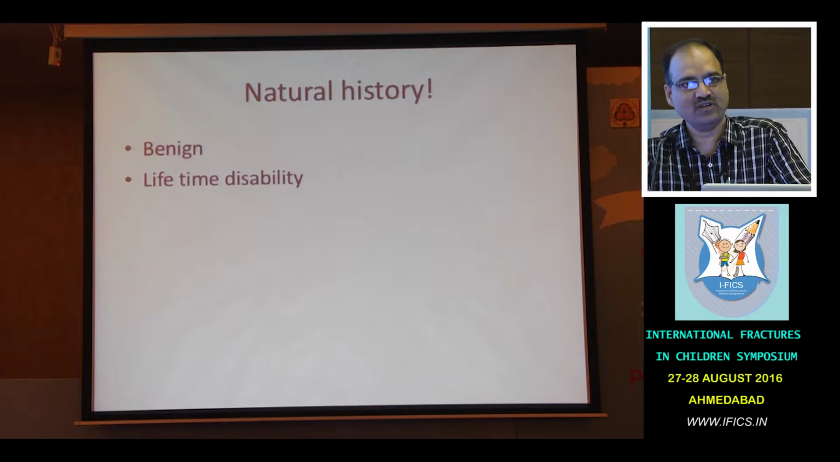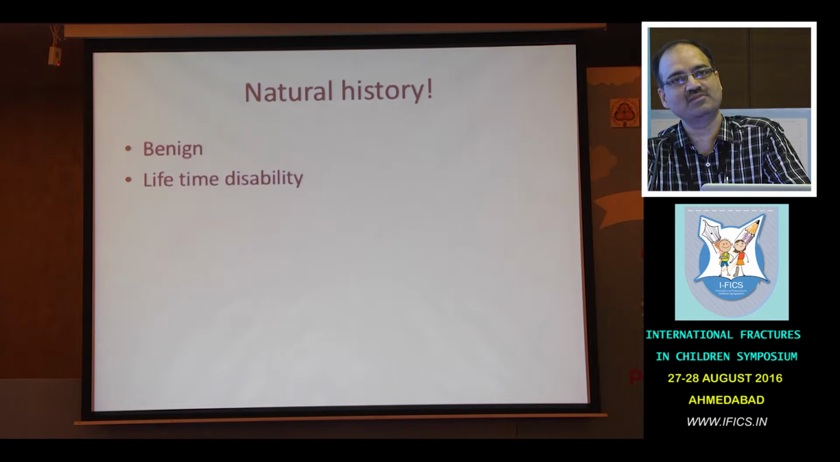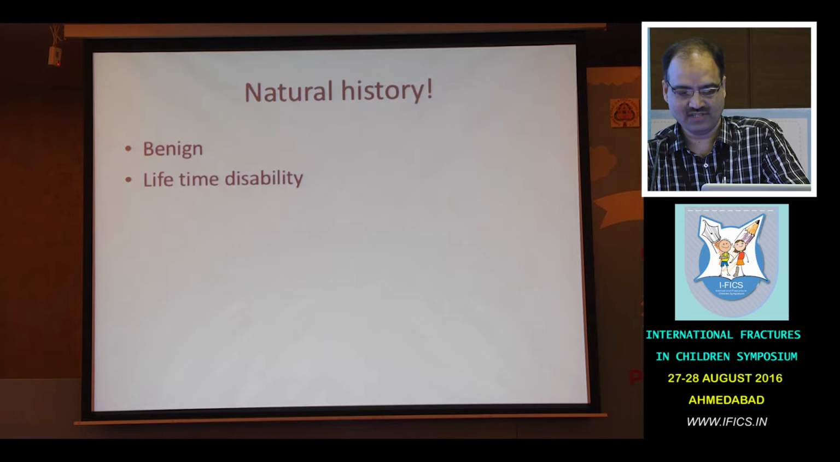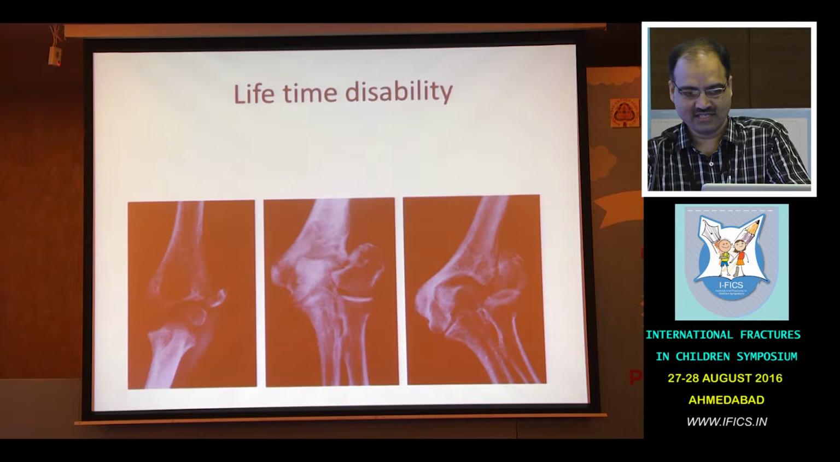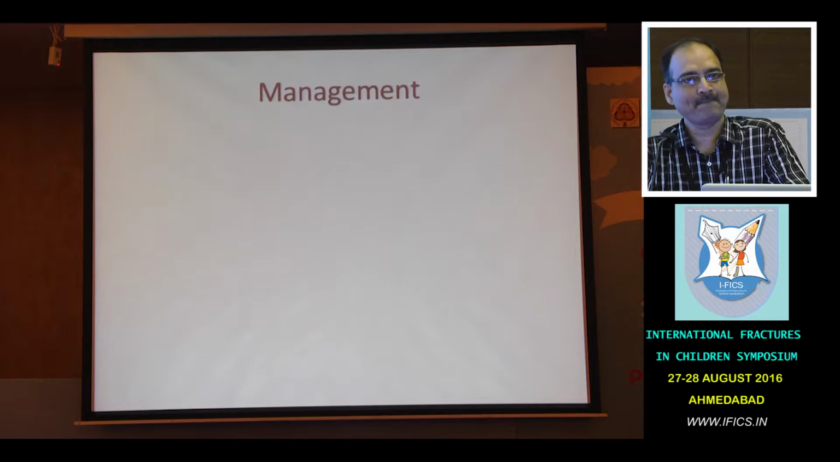So we need to learn what the natural history is. It's not always that it happens with limb length discrepancy, angular deformity, or stiffness of the joint. Sometimes it may be benign, and sometimes it will cause lifelong disability. A lateral condyle fracture that is undisplaced gets displaced, and leads to severe valgus with tardy ulnar nerve palsy. And it can lead to lifetime disability.